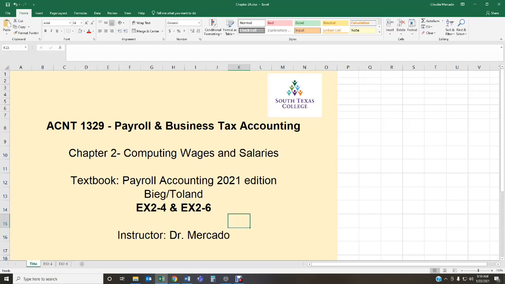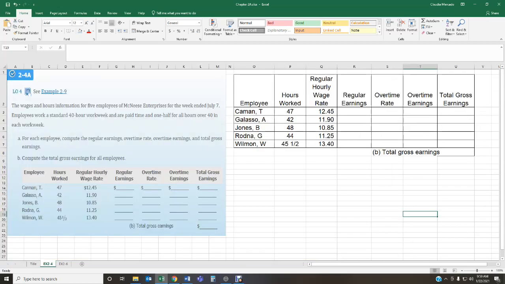Okay, so I'm going to go ahead in this particular lecture. I'm not going to talk about any of the content per se of the chapter. I'm going to let you all read that on your own. I am going to dive into the actual problem solving of these two exercises. Okay, so the first exercise we have is exercise 2-4A.